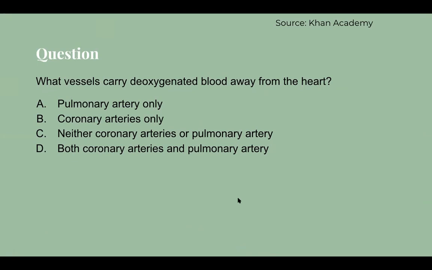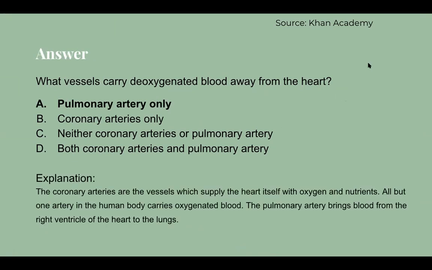Okay, I'm only seeing A's, and that's correct. So the coronary arteries, if you don't know what they are, are the arteries that just supply the heart itself, so they would need to have oxygenated blood. The pulmonary artery, on the other hand, carries blood away from the heart to the lungs so that it can exchange oxygen and be oxygenated. So that is deoxygenated blood.